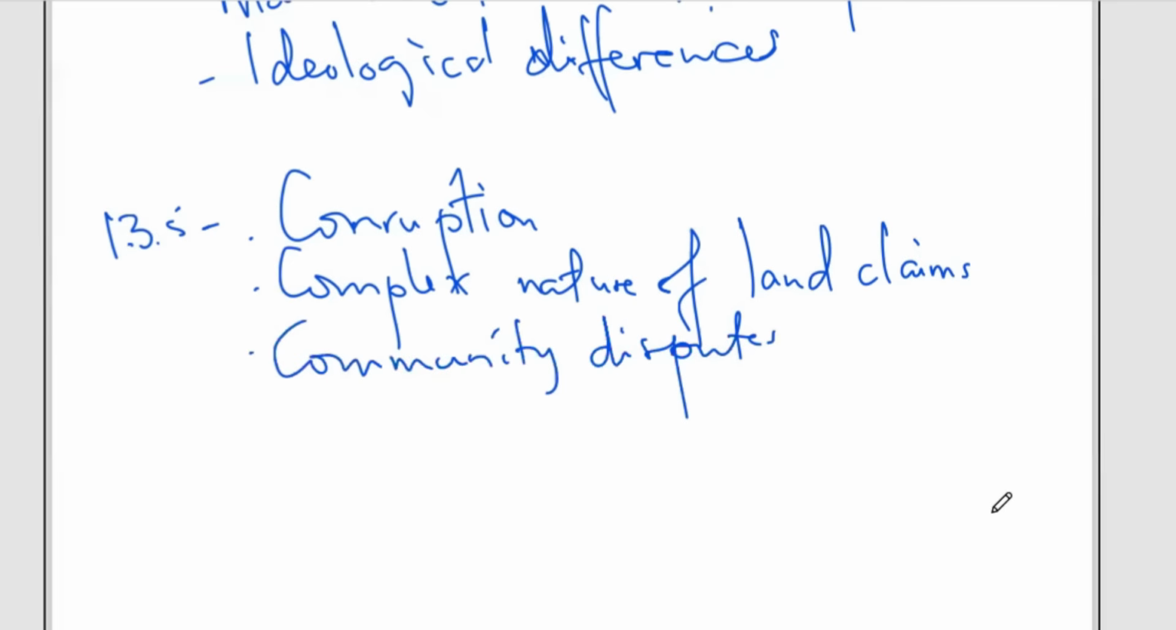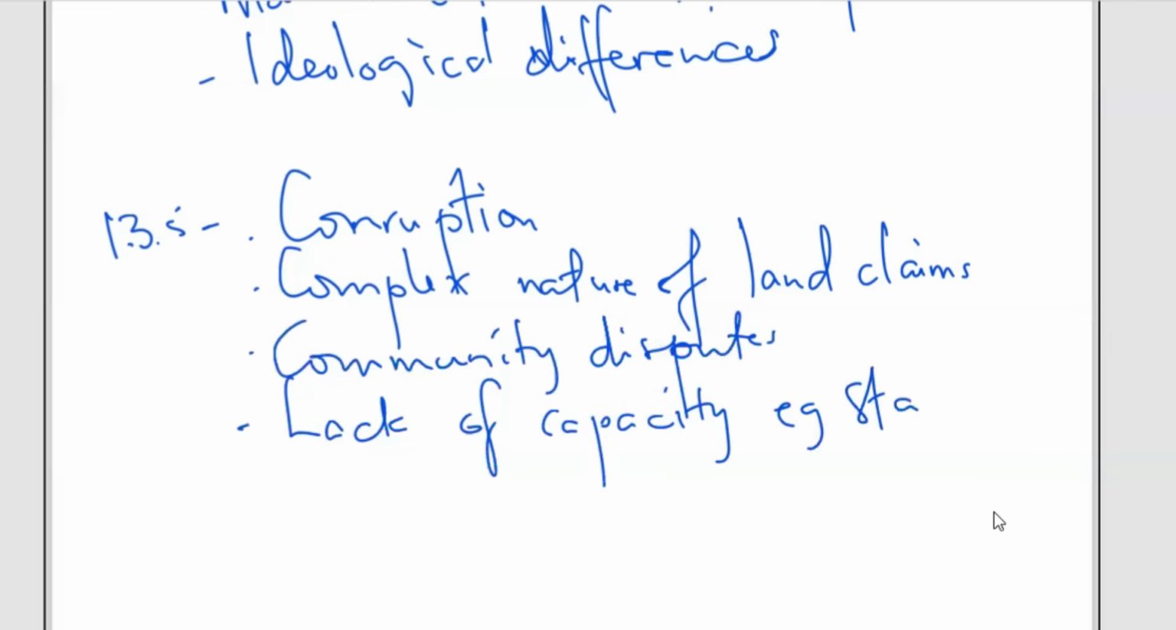Then we can also look at other things like lack of capacity. The government needs people to implement these measures, for example, staff. There is need for people to implement these measures of land restitution. They need to go on the ground. Is the government having the capacity to do that? It is limited. So that lack of capacity is also a challenge that is hindering the progress of land restitution.